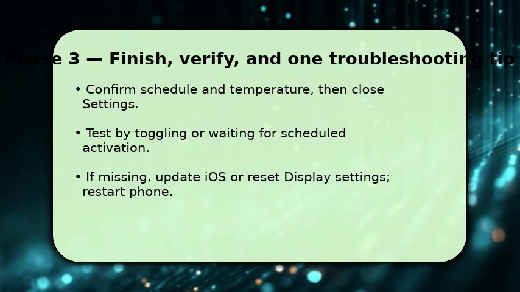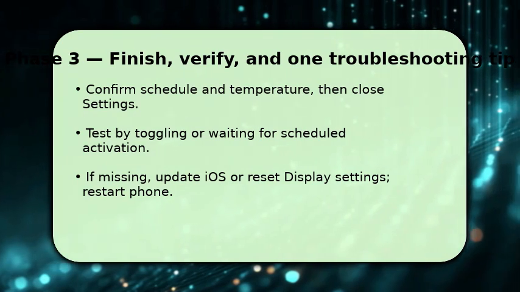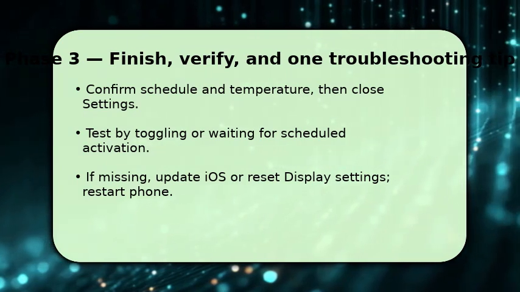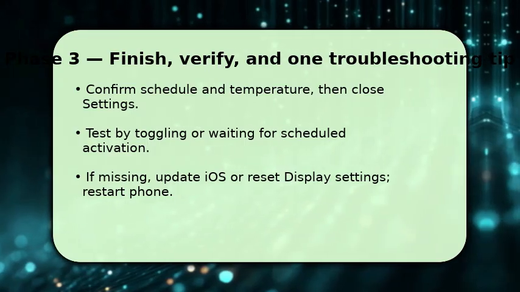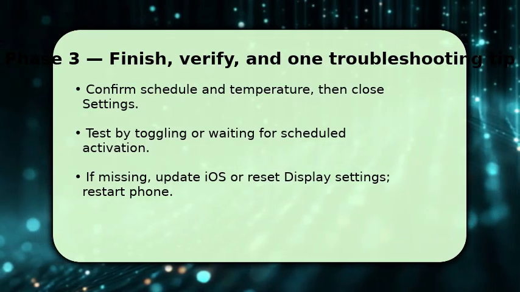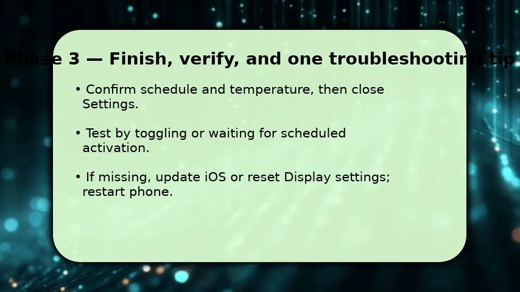After setting schedule and temperature, confirm by closing Settings and testing the effect. Toggle Manually Enable or wait for the scheduled time to see the screen shift. If it doesn't change, restart your phone and check that date and time is set automatically.